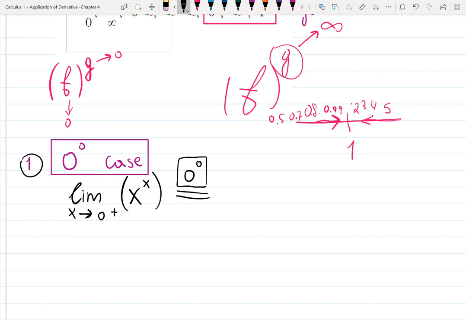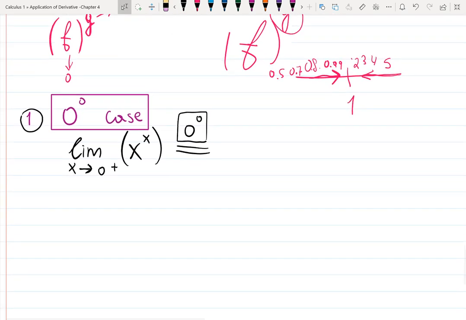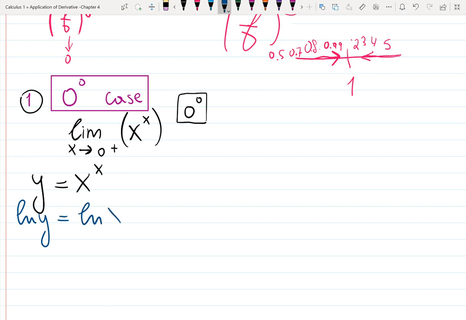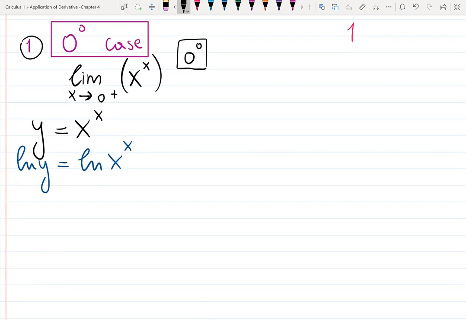So I will know that now I have one of those 3 cases, and we're going to proceed in this way. I'll write down y equals, you can call it f, doesn't matter, x to the x. And now, just like we did before, I will apply natural log to both sides. ln of y equals ln of x to the x. And I will find the limit of this function on the right hand side.